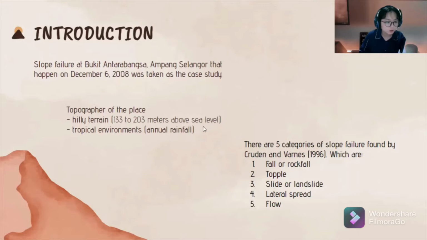Annual rainfall will likely cause excess water content in the soils that makes them unstable, and so slope failure happens. Factors such as geological, geomorphological structure will influence the weakening pattern of the rock. There are 5 categories of slope failure defined by Cruden and Varnes, which are fall, or known as rock fall, topple, slide, or landslide, spread, and flow.